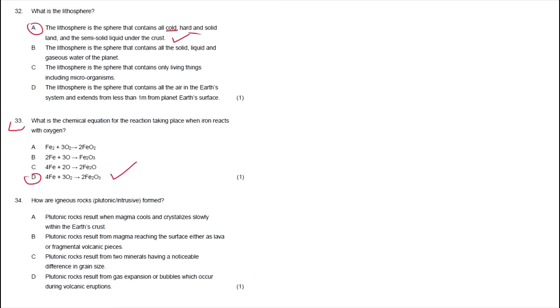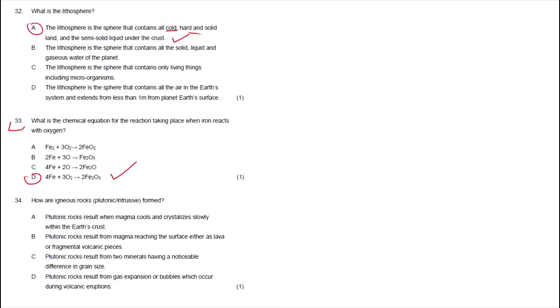Okay. And then next we will move to our next question, which is question 34. Question 34 says, how are igneous rocks formed? Okay, so we know that slow cooling forms large crystals.